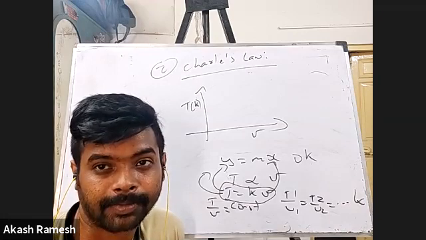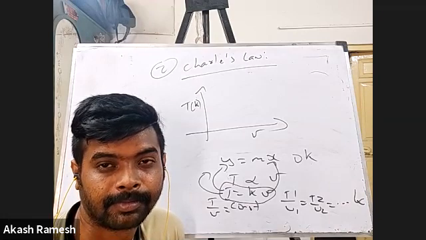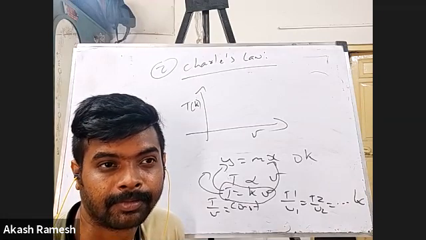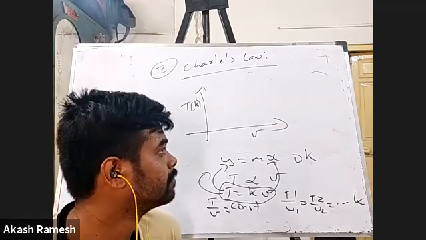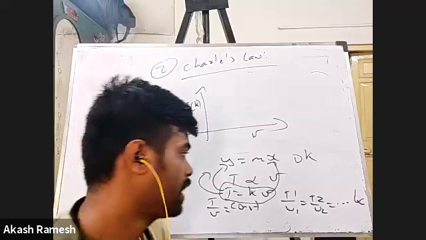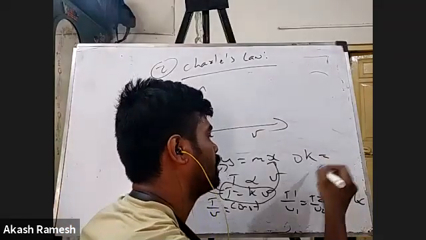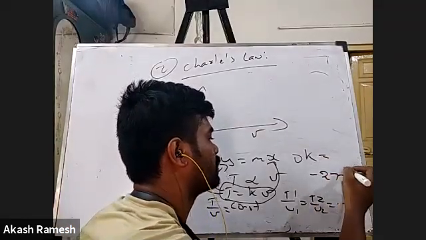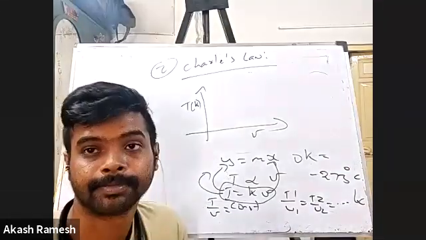Minus? Minus 273 degrees. Yes. 0 Kelvin is minus 273 degrees Celsius.